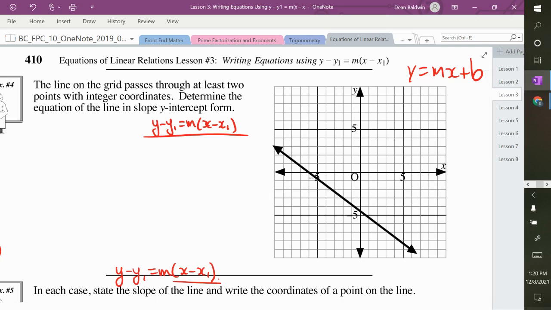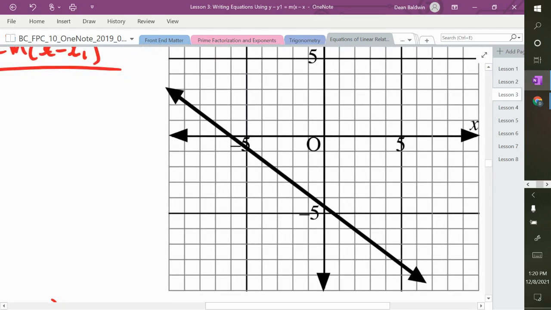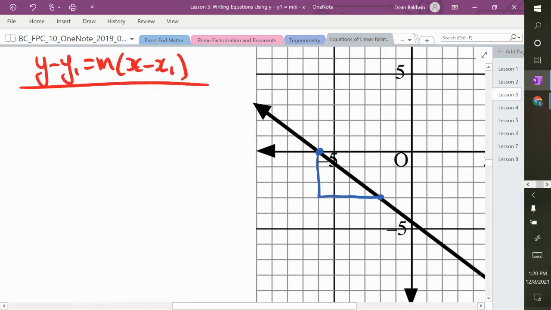So I'm going to use that one. What are you doing? And that one. So what's my slope if I choose those two points? I went down 3 and to the left 4. So negative 3 over 4. I was going to write comma. Negative 3 over 4. Does everybody agree with that?